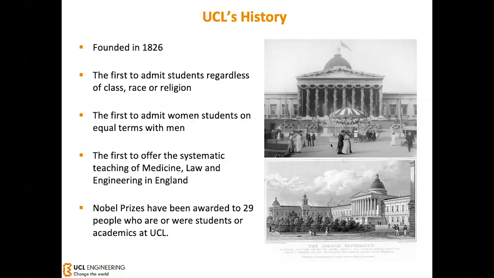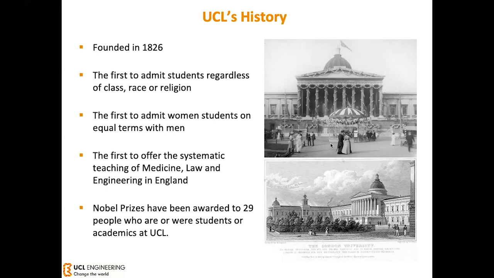As far as UCL's history goes, it was founded in 1826, and it was the first university to admit students regardless of class, race, or religion. Now, back then, you had to be white, male, upper class to be allowed to have a university education, and UCL broke that mold and was the first university to admit students based on academic merit, irrespective of class, race, sex, or religion.